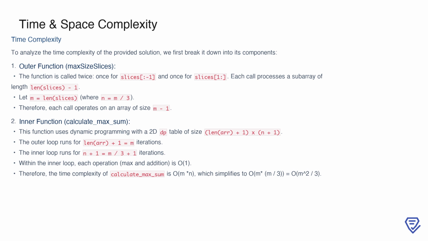Within this, the key computation happens in the calculate_max_sum function. This inner function uses dynamic programming and constructs a 2D DP table of size (len(arr) + 1) x (n + 1). The outer loop runs for len(arr) + 1, which equals m iterations, and the inner loop runs for n + 1, or approximately m/3 + 1. Each operation inside the inner loop, such as calculating the maximum and performing additions, has a constant time complexity of O(1). Combining these, the time complexity of calculate_max_sum is O(m*n), or equivalently O(m*m/3), which simplifies to O(m²/3).